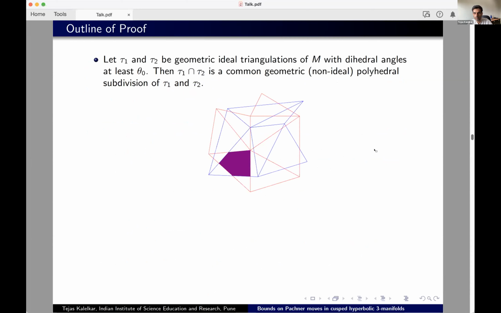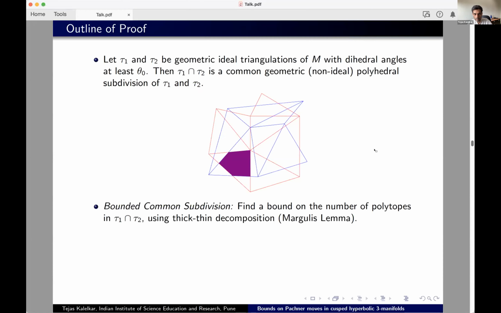And what we do is first we need a common geometric subdivision. So if I just overlap the two triangulations the way I've drawn over here, where you have these blue triangles and the red triangles, if you just overlap them together, then you do get a polyhedral subdivision. Okay, so you get a common polyhedral subdivision. And the first step in the proof is to get a bound on the number of polyhedra in this common polyhedral subdivision. Okay, so this is the first step in the proof. And the main ideas which go into this are the Margulis lemma, the thick-thin decomposition for cusped hyperbolic 3-manifolds. I'll come to this in a minute.